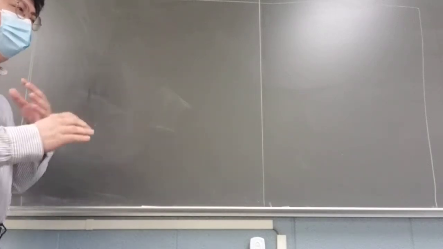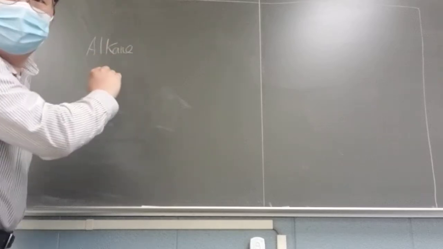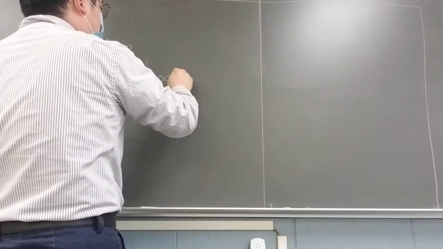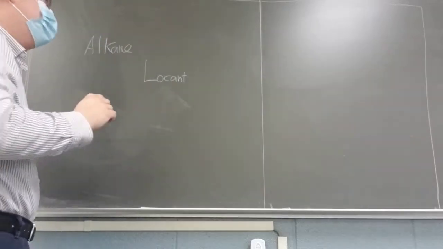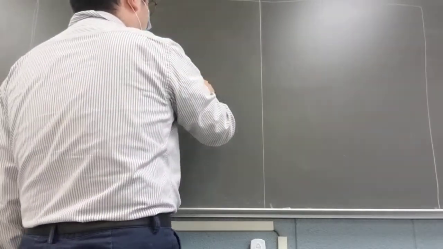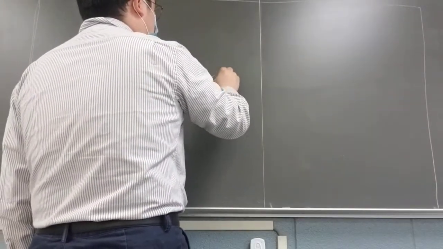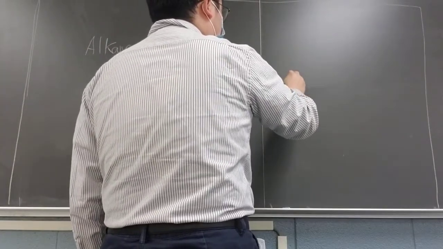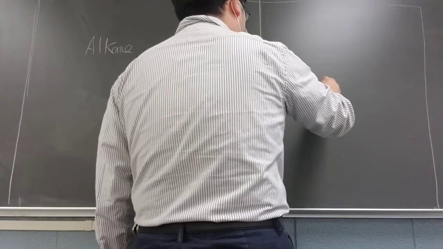I don't know if you guys watched the video or attended the Friday lecture. We've been talking about the nomenclature of alkanes. We try to name the four main parts of the organic compounds: locant, duplex, base, and suffix.